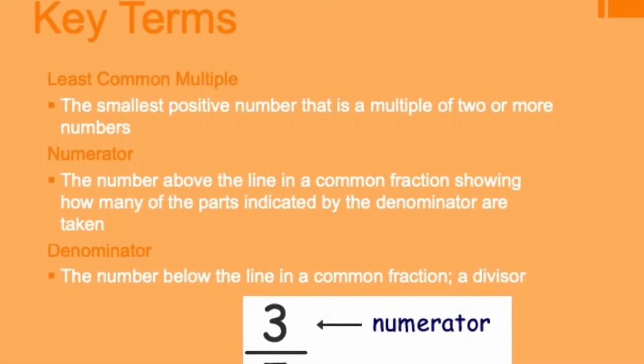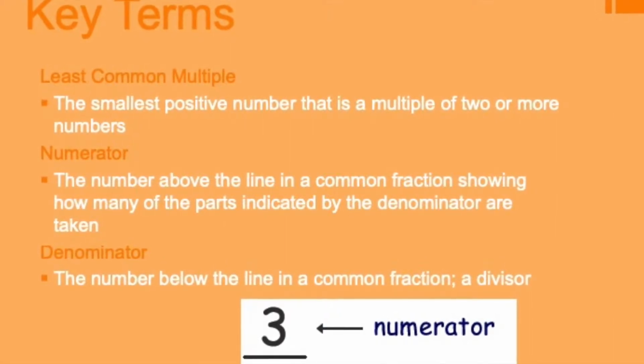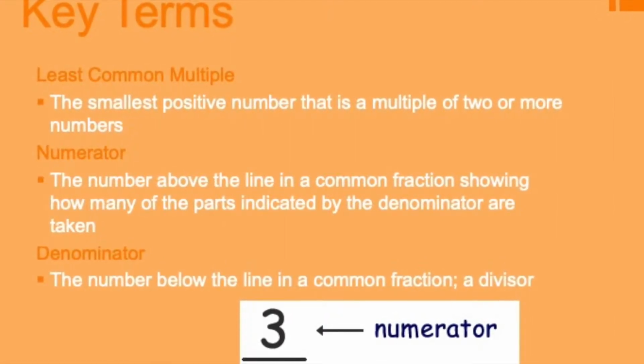The first key term is least common multiple. This means the smallest possible number that is a multiple of 2 or more numbers.